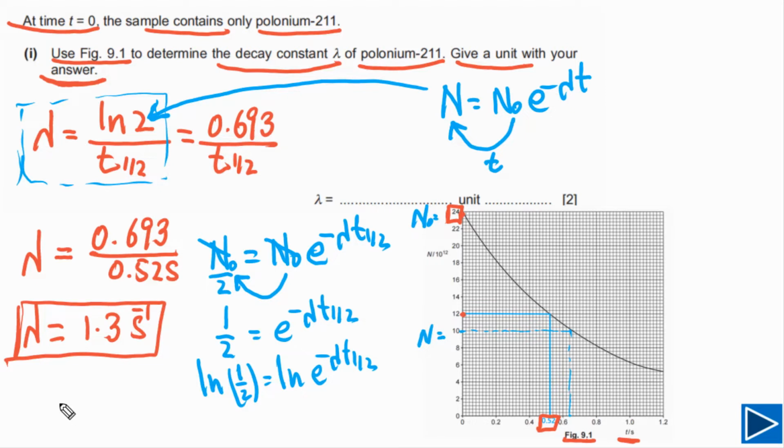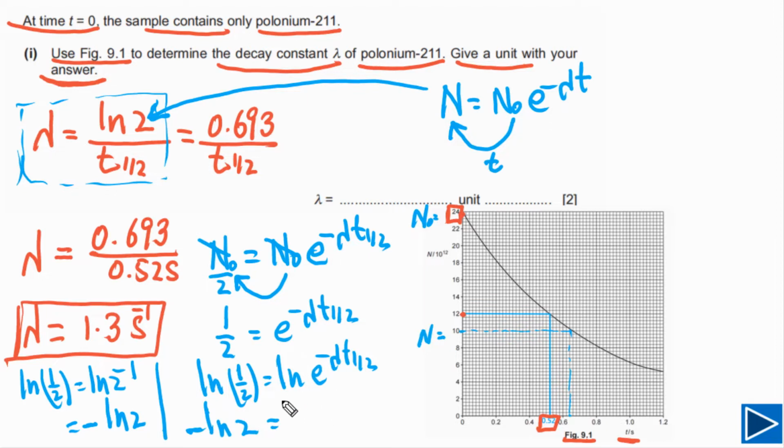Ln 1 by 2, we can write down ln 1 by 2. This is equal to ln 2 to the power of negative 1. So we can say negative ln 2. So minus sign in front of ln 2. So we can simplify this. We can say this is negative, minus sign here, ln 2.